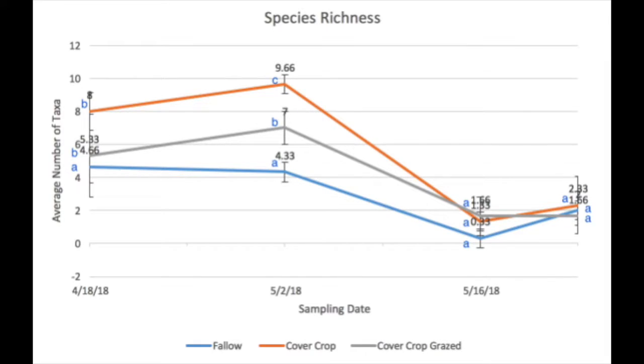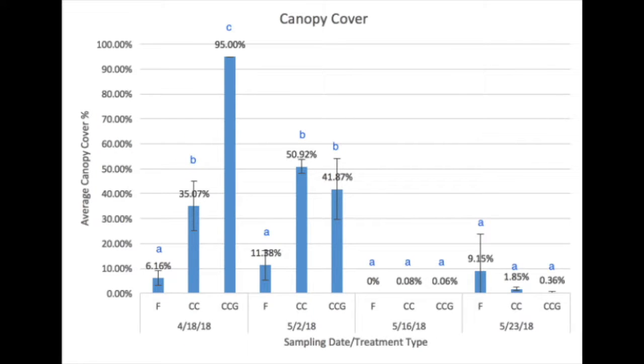On the first 2 sampling days, we saw a statistically significant difference for canopy cover and species richness between the 3 different treatments, wherein both cover cropped and cover cropped grazed had higher canopy than fallow. On day 1, cover crop grazed had a lot higher cover than cover cropped, but this pattern was reversed for day 2. On the last 2 days of sampling, samples across treatments were fairly similar.